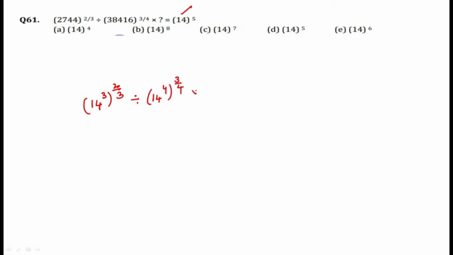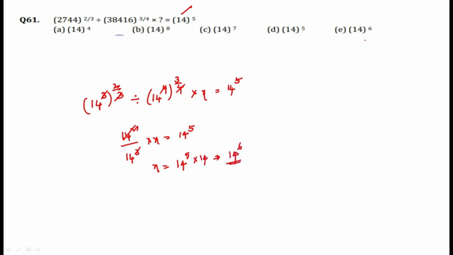14 power 4 into x is equal to 14 power 5. Now you can use some basic property here. See, 14 power 5 divided by 14 power 4 gives us the value of x. Now definitely we can get these values, guys. We are left with the value of x, then x value is exactly equal to 14 power 5 into 14. Now you can get the value 14 power 6.